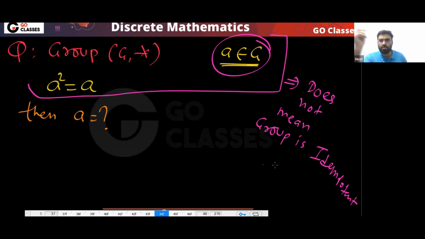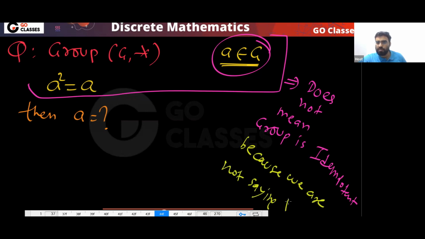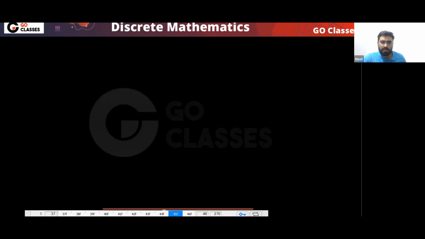This thing does not mean that the group is idempotent, because we are making a statement for a particular element A, not for all A. Now what is A? This is very easy to find, because the question is saying that A square is equal to A. It means AA is equal to A.